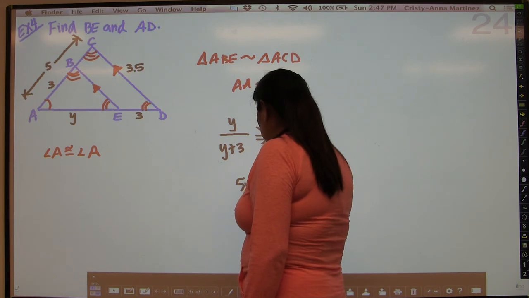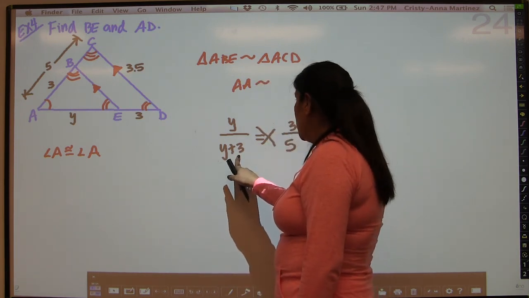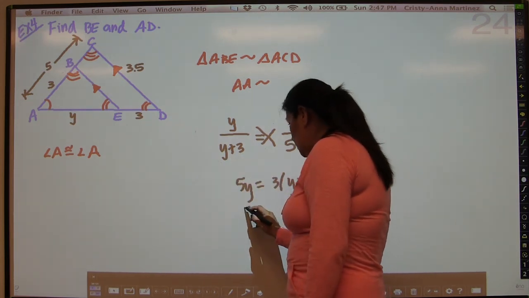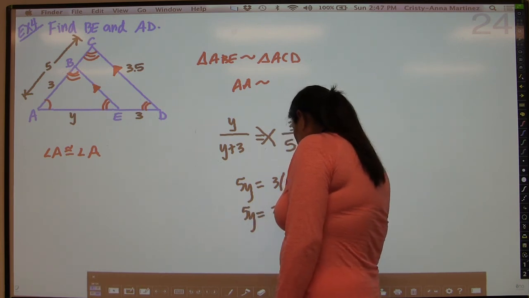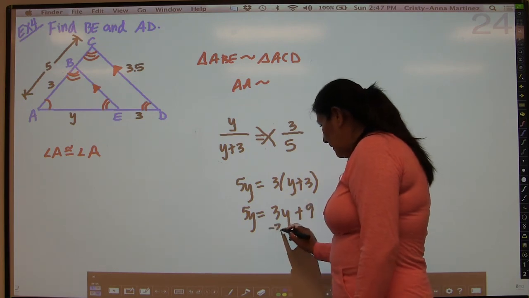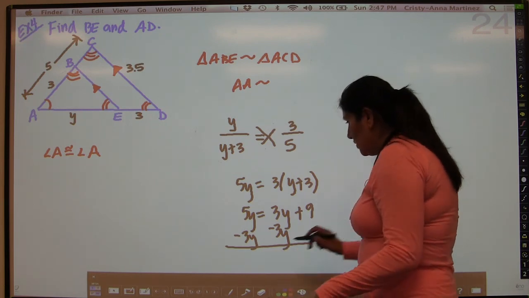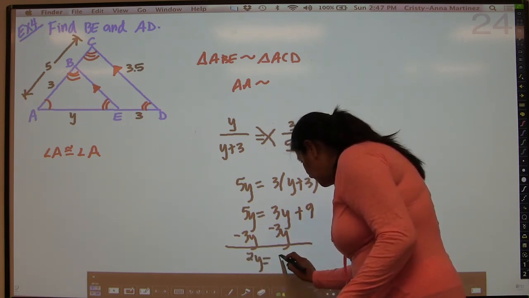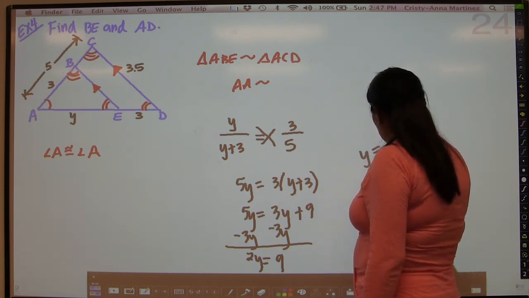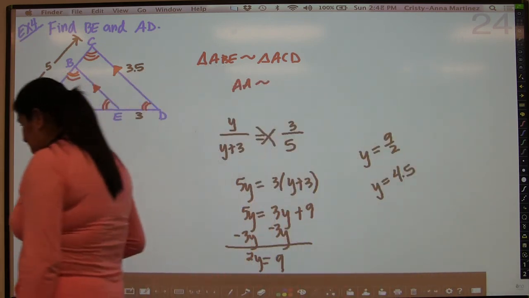So 5 times y is 5y. And again, remember that when you have a binomial with two terms, you want to make sure that you use parentheses so as to not forget to distribute. So 5y equals 3y. 3 times y is 3y. 3 times 3 is 9. And then we want to combine our like terms. So we move the 3y's to the other side. 5y minus 3y gives us 2y equals 9. And then lastly, we divide 9 by 2, and we get that y equals 9 halves, or basically 4.5.